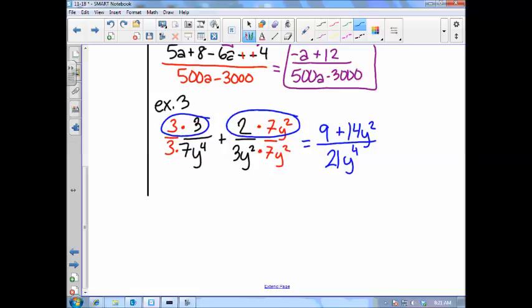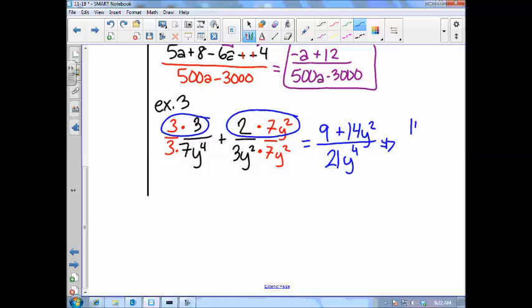Great. Okay, you do have to check. Is there anything that we could simplify by? Do they all have y's that we could divide? Okay, what about 9, 14, and 21? Are they all divisible by, like, 3? No. Okay, so this is almost the answer except for standard form.